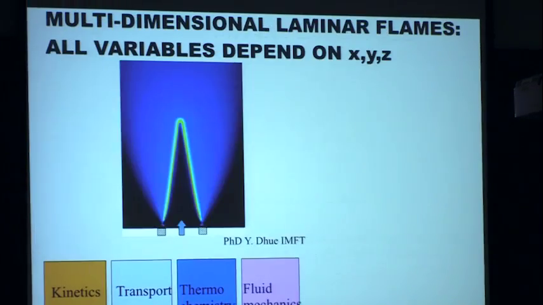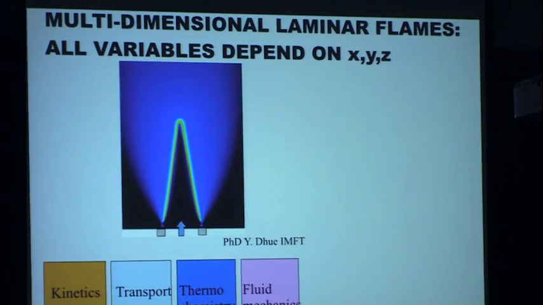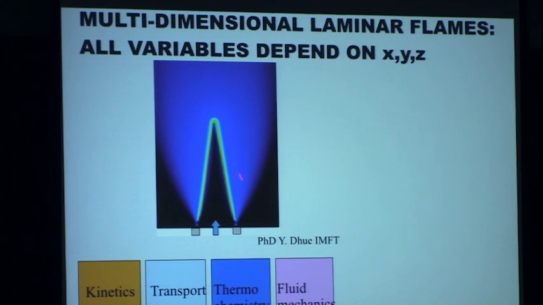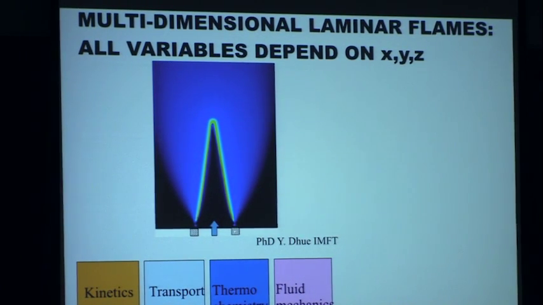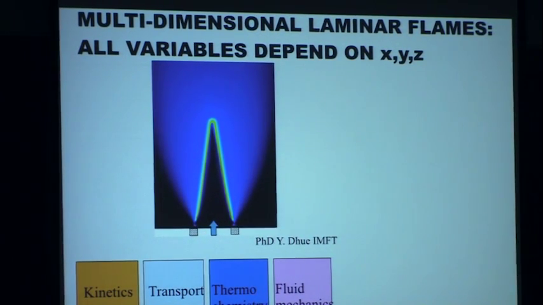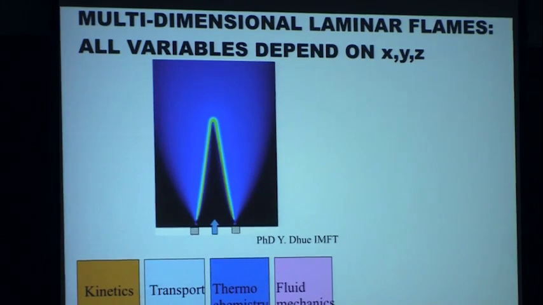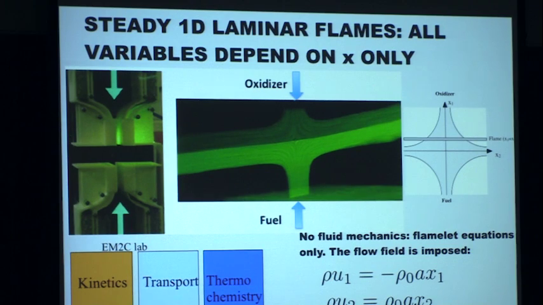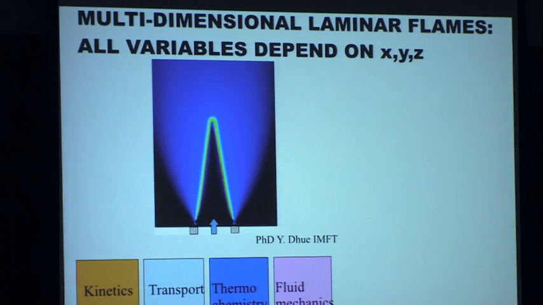The next step is to do multi-dimensional laminar flames. Here, instead of having only a planar flame, you have a flame which depends on X, Y, and Z. So typically here, a Bunsen flame. So you need to add some fluid mechanics here. You didn't have to do that here. Usually here we impose the flow. For example, we say it's either a planar flame or a stagnation point flame, so we don't need to solve for the flow. If you do a flame like this, you need to solve for the flow. So things are getting a little bit more complicated.